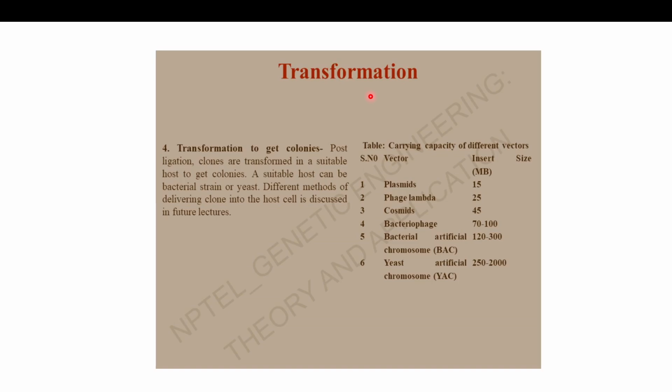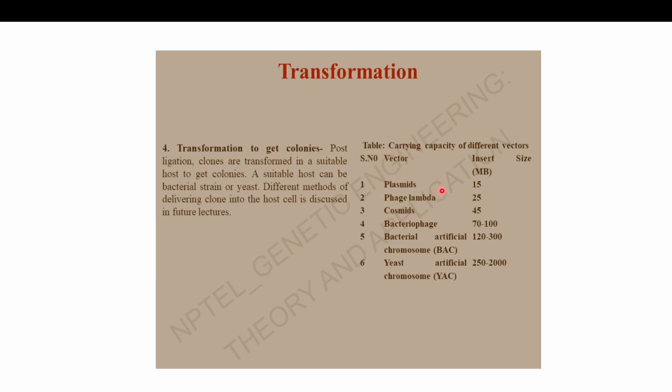For that, the very first example of a genetically modified organism was plant cells coding for an insecticide molecule. Transformation is basically putting a foreign genetic material into an organism of interest. Now, transformation to get colonies of bacteria: post ligation, clones are transferred to a suitable host to get colonies. A suitable host can be a bacterial strain or yeast, and different methods of delivering clones into the host cell will be discussed in the subsequent lectures.